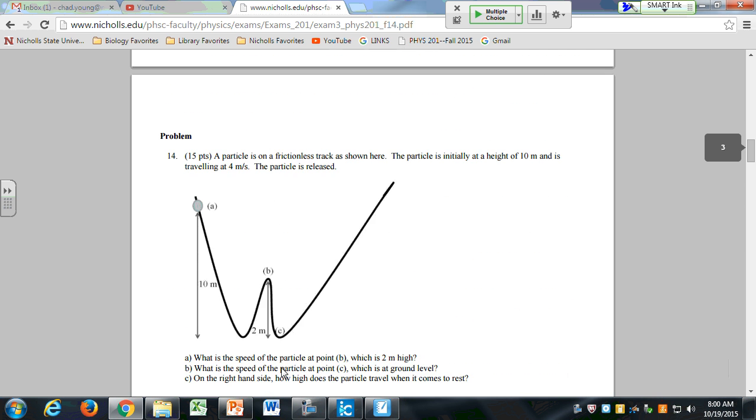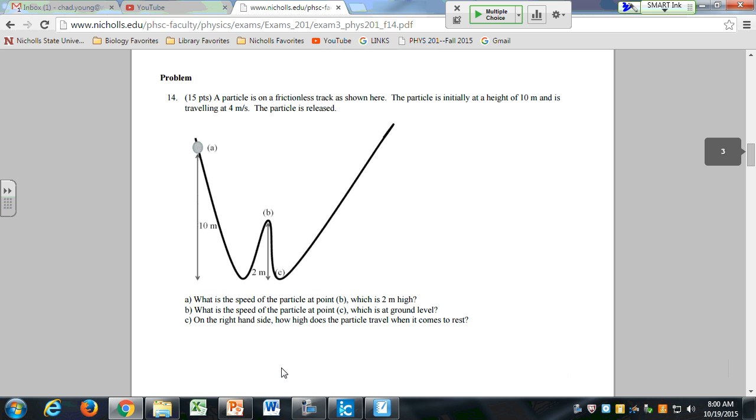All right. These are some good ones. Something similar to this. So I have this particle on a frictionless track. It's initially at a height of 10 meters and traveling at 4 meters per second, and the particle's released, or it moves. So I want to know the speed of the particle at point B, which is 2 meters high, the speed of the particle at point C at ground level, and then how high does it move off to the right when it comes to rest.